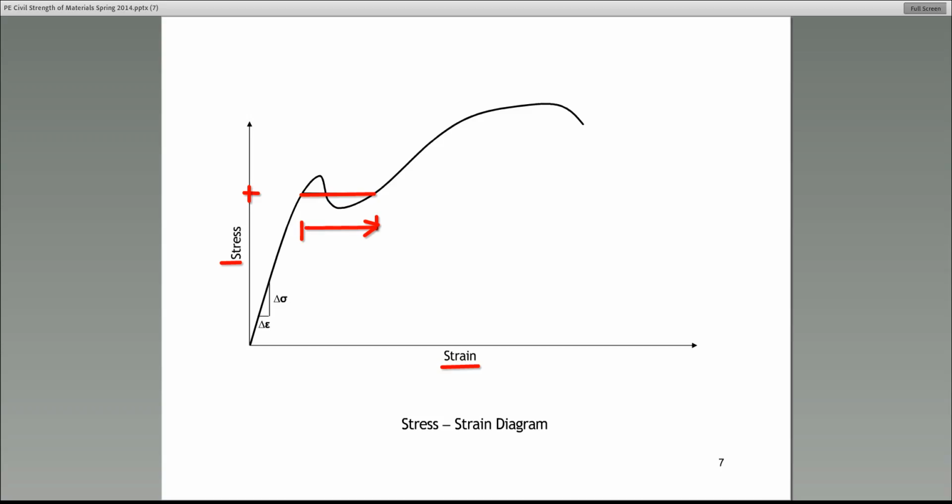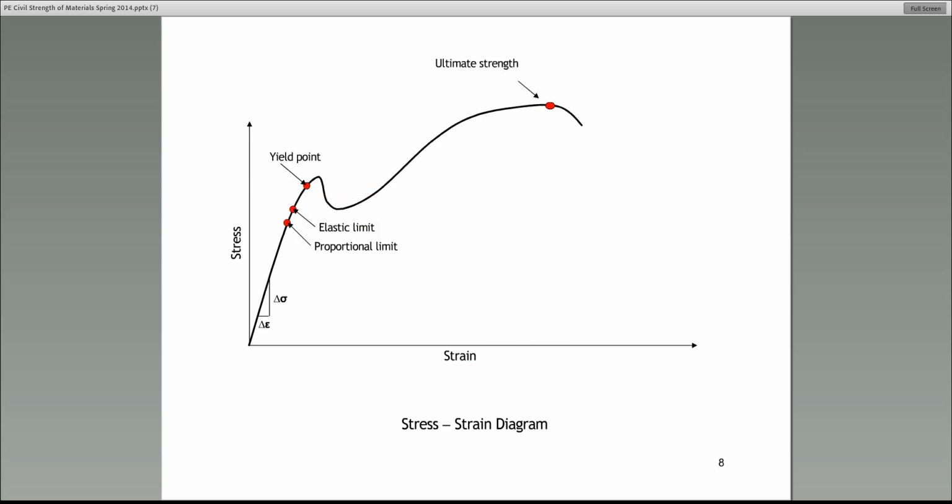What happens at yield is that stress remains constant. However, strain keeps on increasing. That's what we mean by yielding. In terms of force, you can think about it this way. The force stays constant, but the material keeps on deforming when it reaches yield. All right, let's move on.